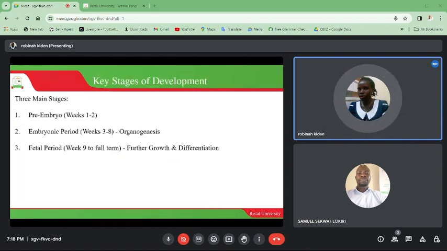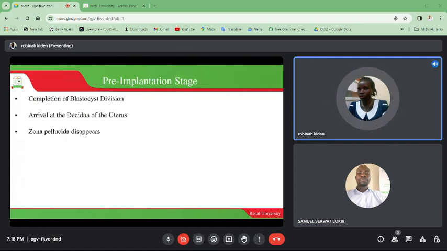So the key stages in development include the following. There are three major key stages, and these are the pre-embryo stage, which is between 1 to 2 weeks, then the embryonic period, which is 3 to 8 weeks, or what is called organogenesis, then the fetal period, which is 9 weeks to full term. This allows further growth and differentiation of the cells.